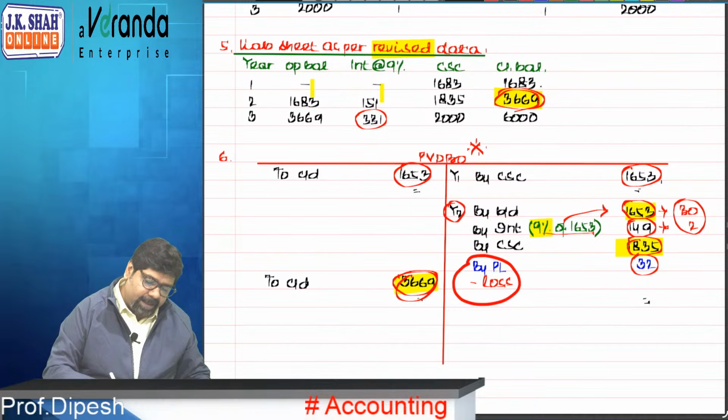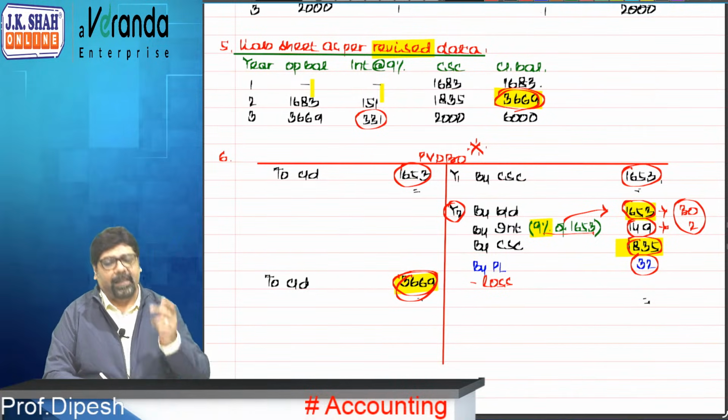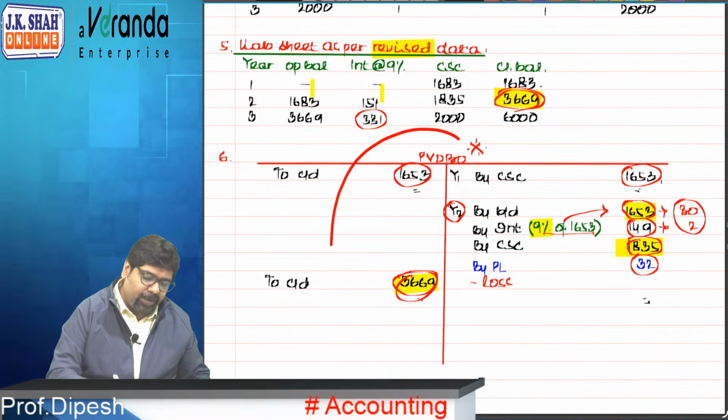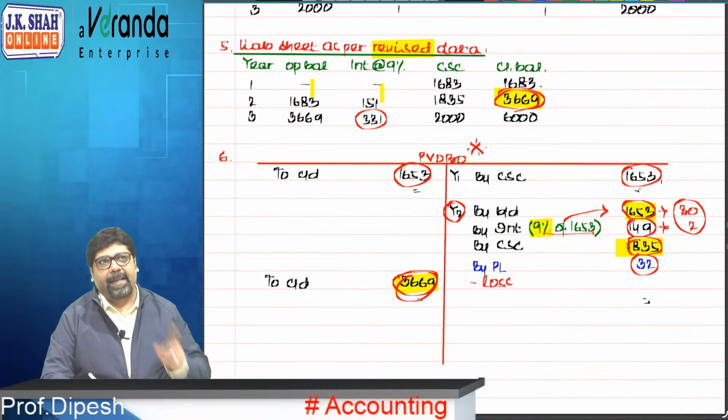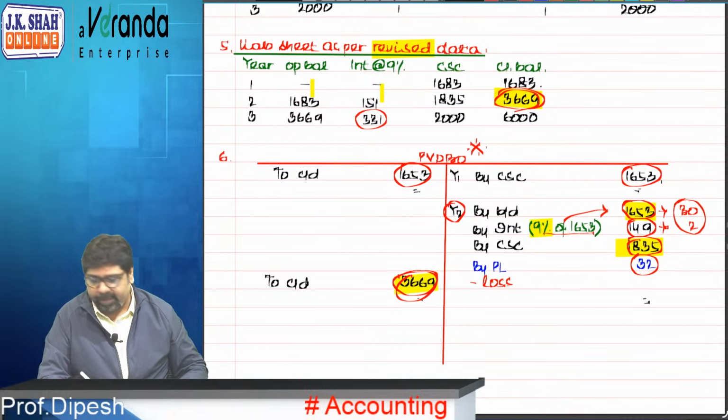Since it's on the credit side, in the liability account, credit side PL means liability is increasing, so it is a loss. If it was on the debit side, in the liability account, PL on the debit side means liability is decreasing, so it's a profit.